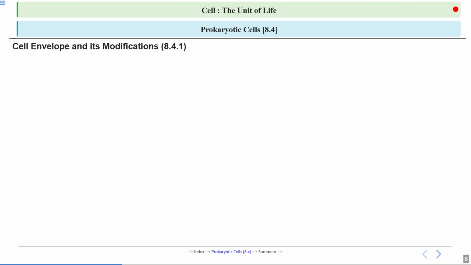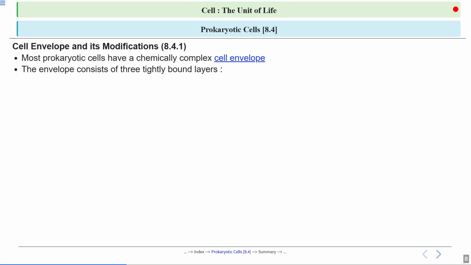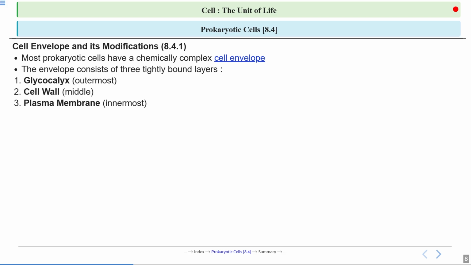Now let's talk about the cell envelope and its modifications. Most prokaryotic cells have a chemically complex cell envelope. The envelope consists of 3 tightly bound layers. Now, what are these 3 layers? The outermost layer is known as the glycocalyx. Then the middle layer is known as the cell wall, and the innermost layer is known as the plasma membrane.